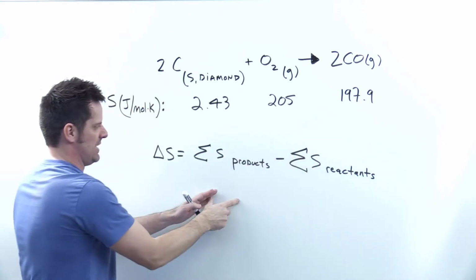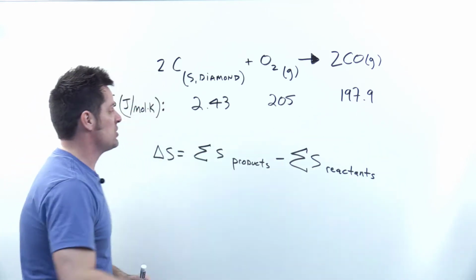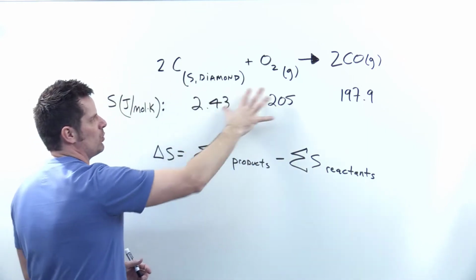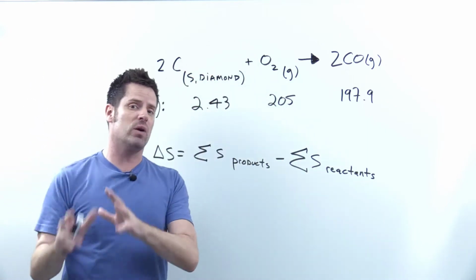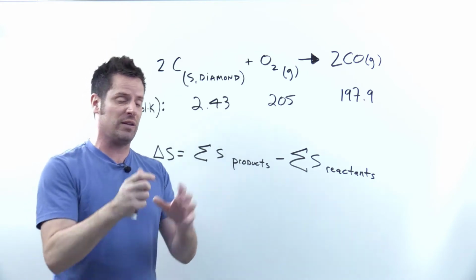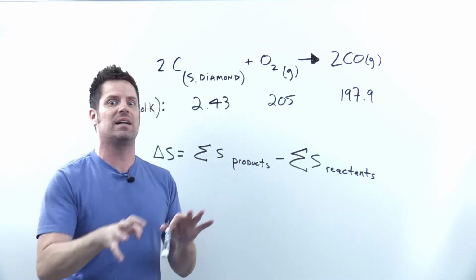I take that number, put it here, and then I subtract from it the sum of the analogous term for all the reactants over here. One thing that's important when we do this kind of problem is we need to make sure when we look at our table that we don't accidentally pick the wrong substance.